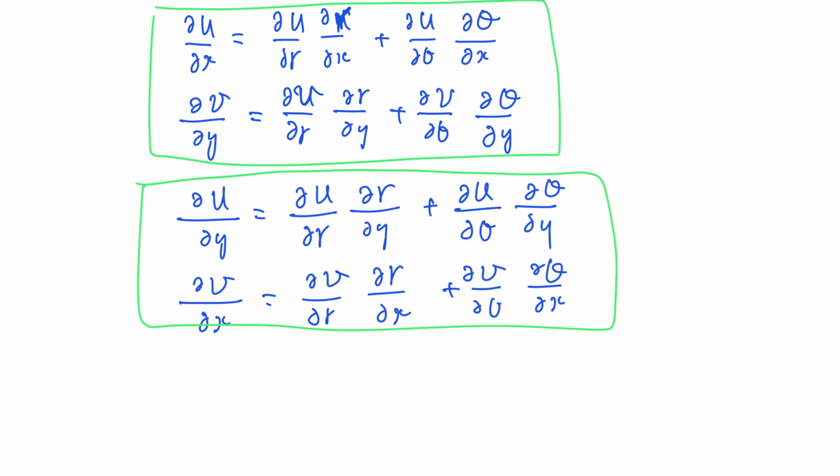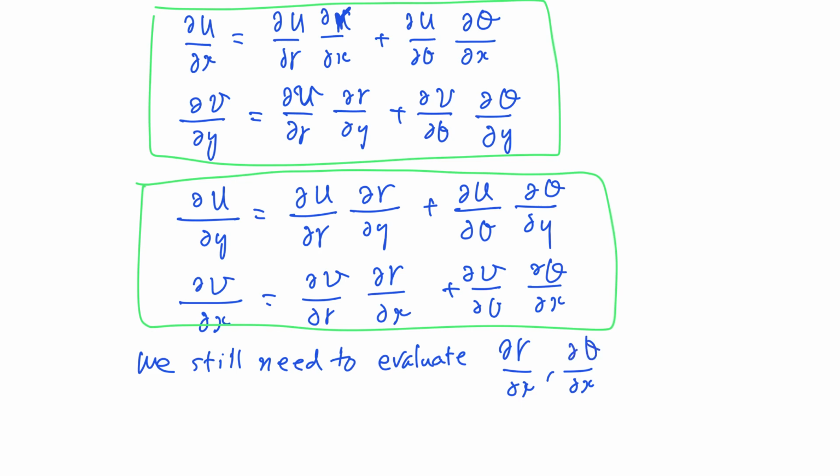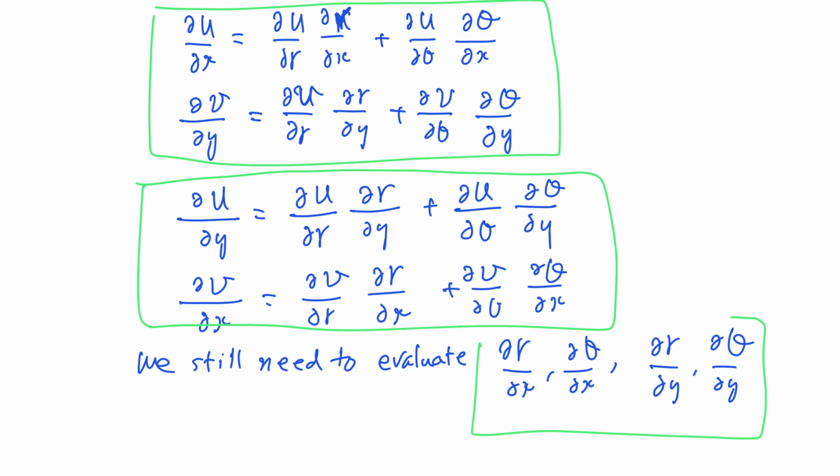So we still need to evaluate partial x over partial r, partial x over partial theta, partial y over partial r, partial y over partial theta, right? So we still need to evaluate these polar coordinate derivatives.